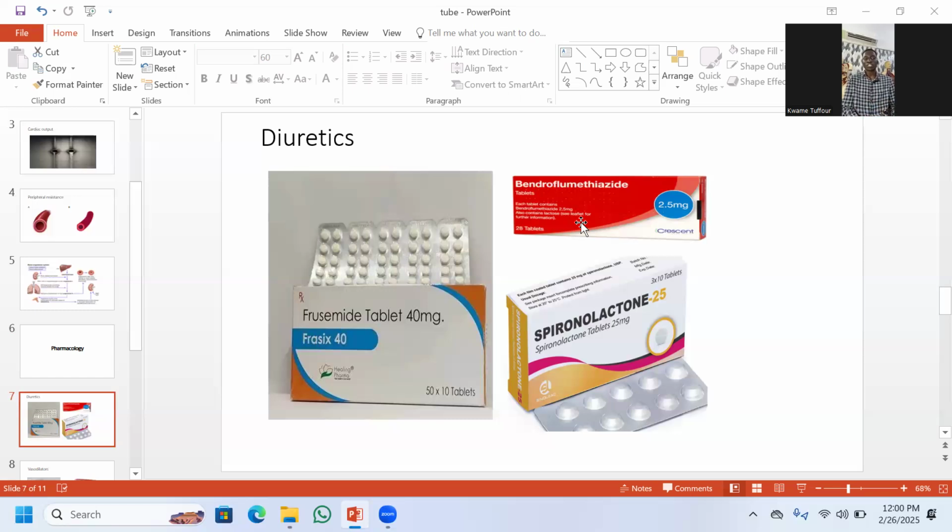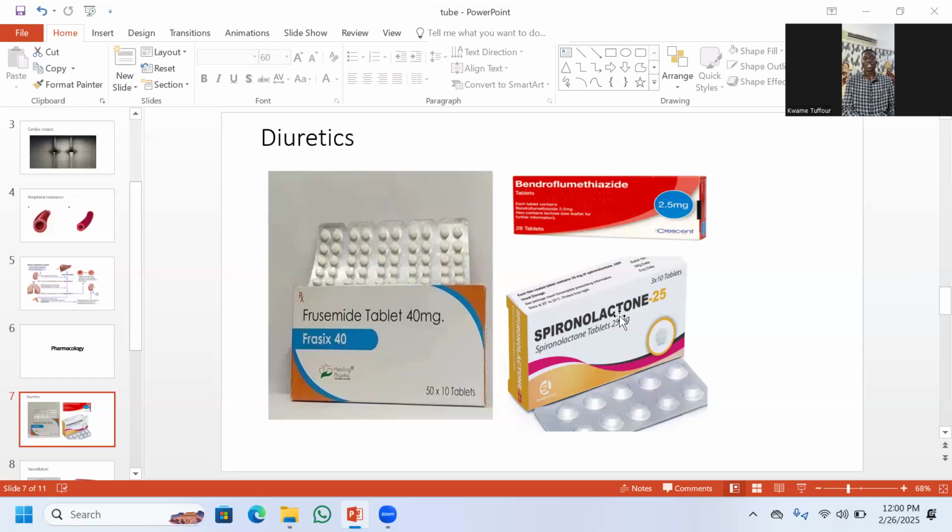pass out in urine. These two, that is the loop diuretics and the thiazide diuretics, also allow excess passage of potassium in the urine. So you lose potassium whenever you are on these drugs. Therefore, we call them potassium-losing diuretics. Apart from the fact that you are losing water and other electrolytes, you also lose more potassium. So furosemide and bendro, as well as the other thiazide diuretics and the other loop diuretics, are called potassium-losing diuretics. Then we have spironolactone.